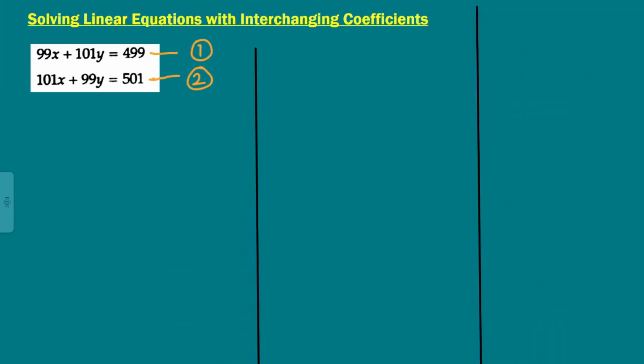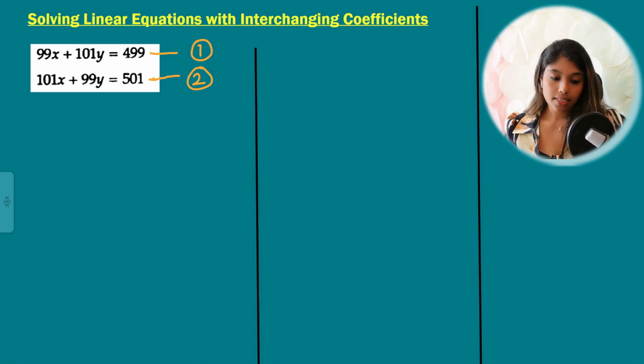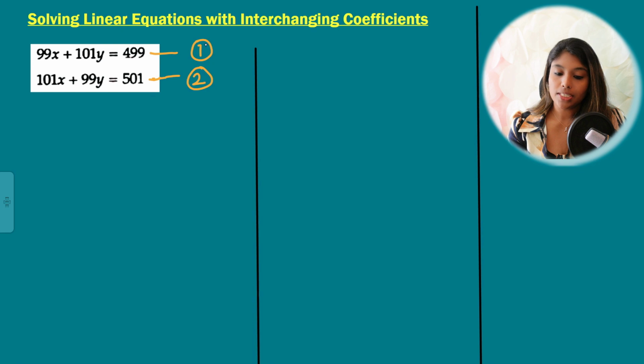In this video, we'll have a look at a special pair of linear equations and the method to solve it. Let's look into the equations. As you can see, I have marked both the equations as equation 1 and equation 2 for easy reference. The coefficient of x in the first equation is 99, whereas the coefficient of y in equation 2 is 99. Similarly, the coefficient of y in equation 1 is 101, whereas the coefficient of x in equation 2 is 101. This is the reason why these types of equations are called equations with interchanging coefficients.